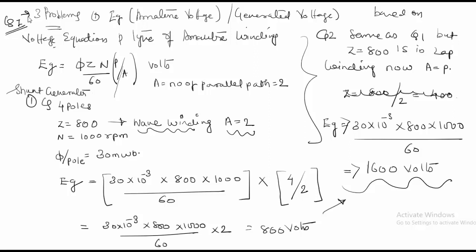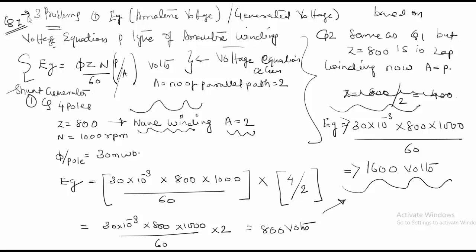So this was the first and the second problem which I wanted to solve, and it was related to how to calculate the generated voltage based on the voltage equation of a generator. This is the voltage equation of a generator, so based on the voltage equation of a DC generator, how it is possible to calculate whether it's a wave winding or whether it's a lap winding.